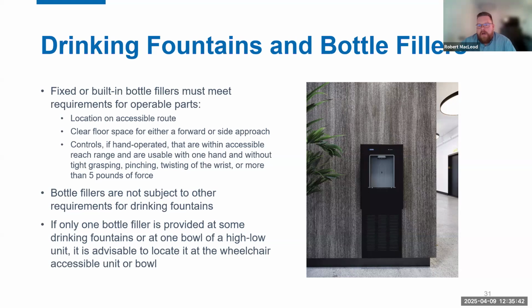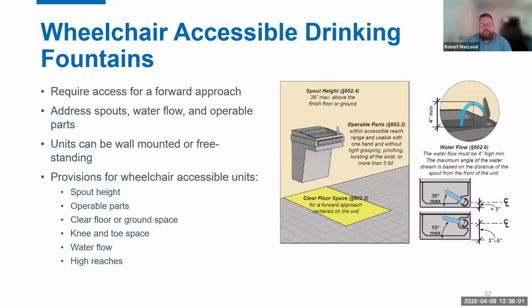Bottle fillers must comply where provided, including when integrated with drinking fountains, but they are not subject to the requirements for drinking fountains. If one bottle filler is provided at some drinking fountains or at one bowl of the high-low unit, it is advisable that it's located at the wheelchair accessible unit. Provisions for wheelchair accessible units require access for a forward approach and address the spouts, water flow, and operable parts. Units can be wall-mounted or freestanding.